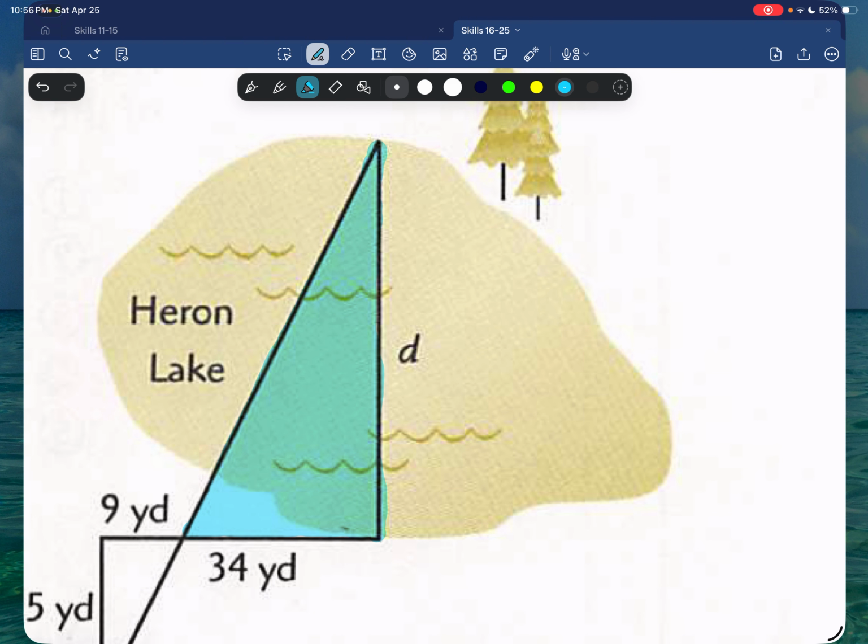Okay, so let's really be sure we understand what we're looking at. We don't know mama's height. That's the thing that's in question. But we know mama's width. Okay, so there's the mama triangle.